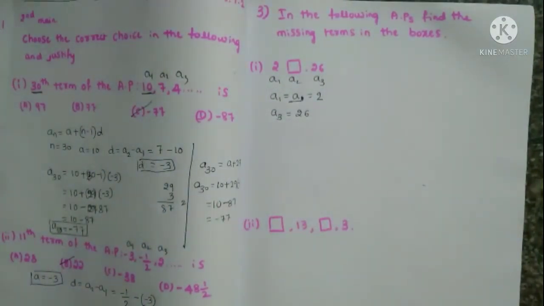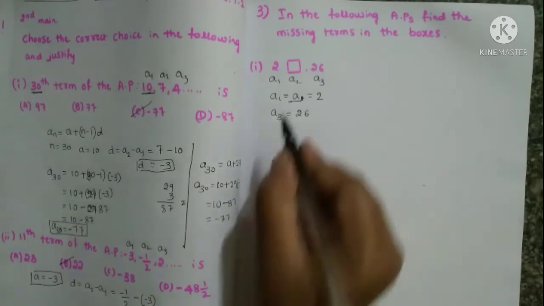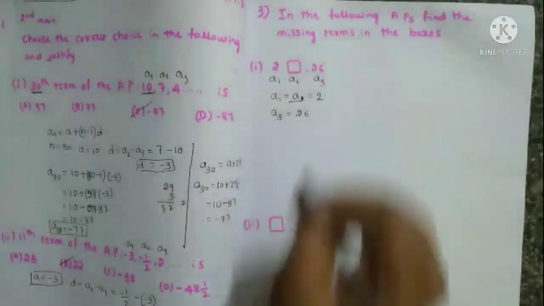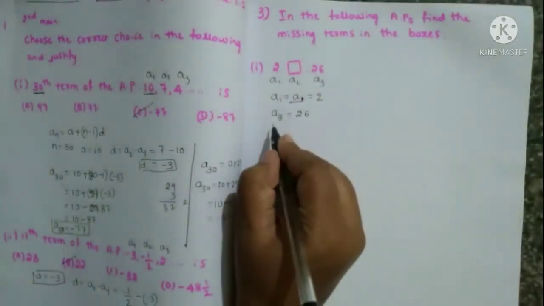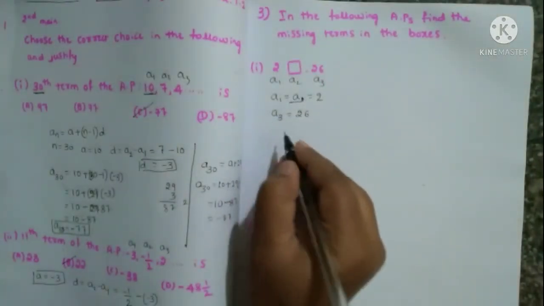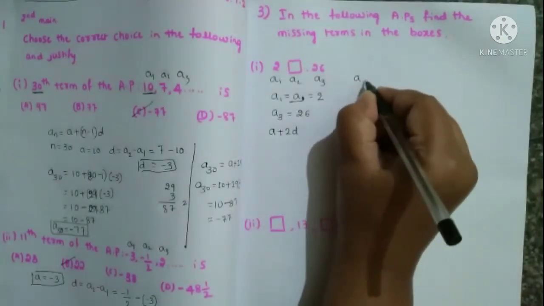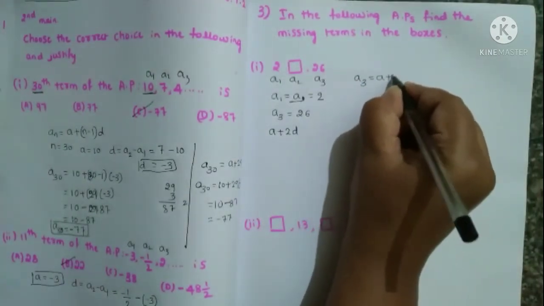See, always in the AP, if you want to write the AP, you should know a and d value. If you know a and d value, any number you can find it. Here a we have, first term we have, we don't know the d here, but we know the third term. Third term of the AP we know. a3 formula is a plus 2d. Correct? No? In place of a3 I have written a plus 2d.